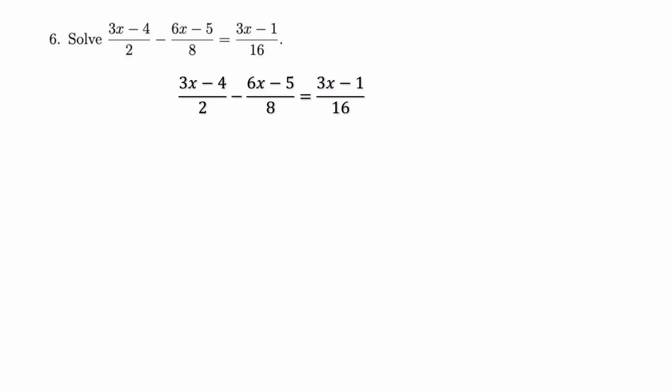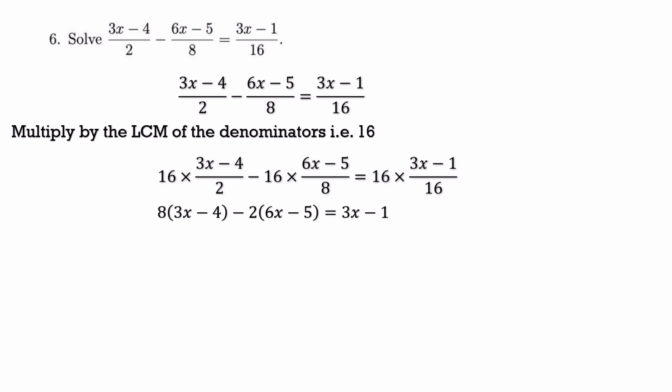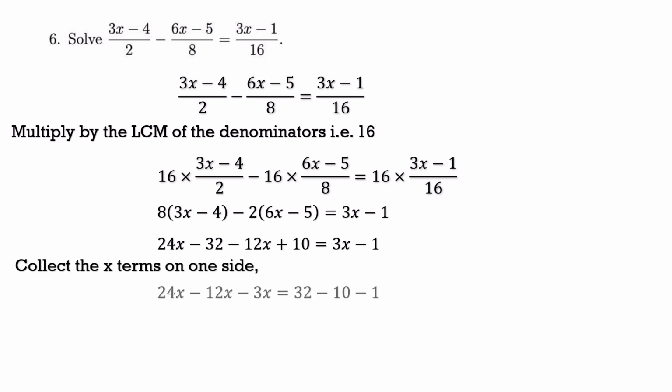Now we move on to question number 6. This is a simple equation question. First, we multiply by the LCM of the denominators, which is 16. We cut off the denominators by the multiplication. Now we expand the terms. Then we collect all the x terms on one side of the equation and all the constant terms without a variable on the other side. Now we perform basic algebraic addition and subtraction. At the end, we send the coefficient of x from one side to the other by turning the multiplication into division. And thus we get the final answer.